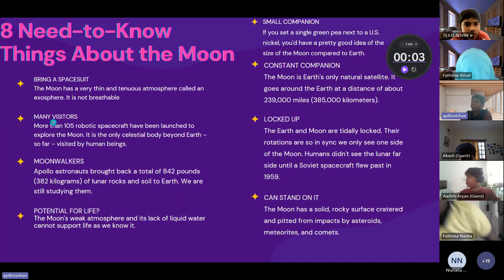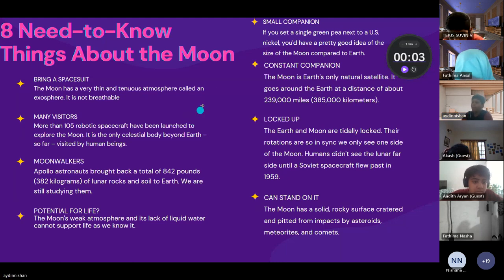Many visitors. More than 105 robotic spacecraft have been launched to explore the moon. It is the only celestial body beyond Earth so far visited by human beings. Moonwalkers. Apollo astronauts brought back a total of 842 pounds, 382 kilograms, of lunar rocks and soil to the Earth. We are still studying them. Potential for life. The moon's weak atmosphere and its lack of liquid water cannot support life as we know it.